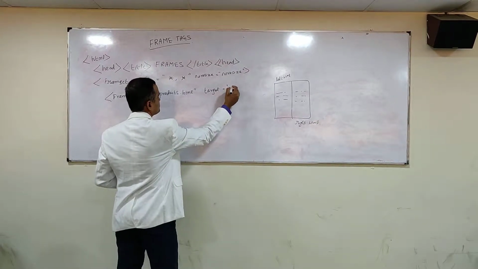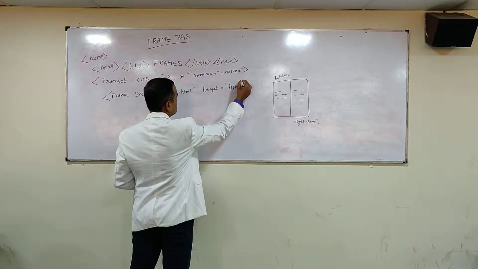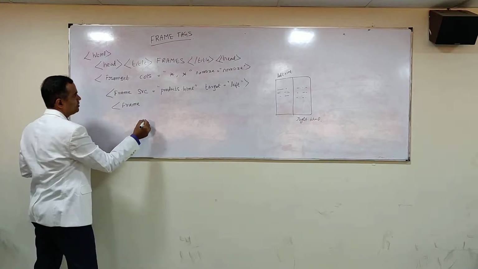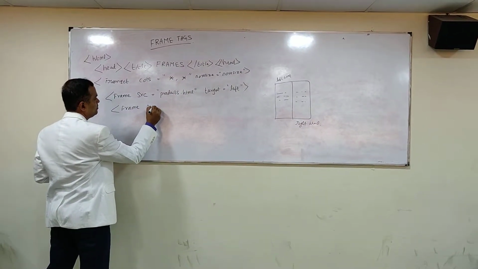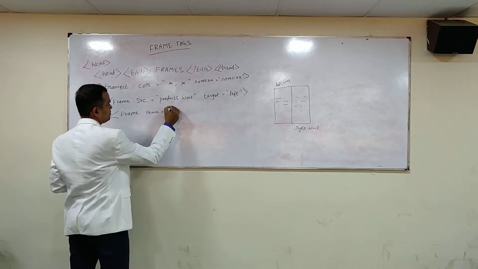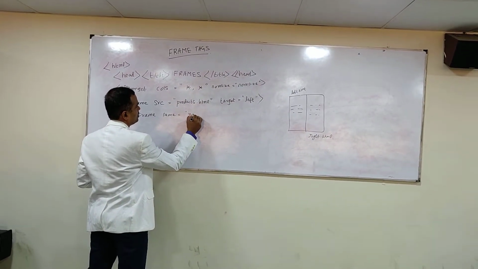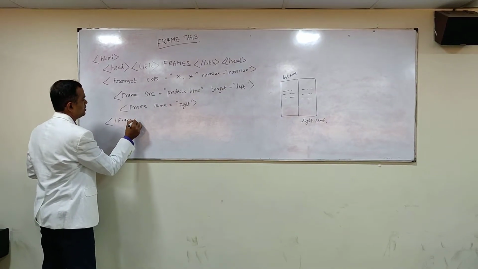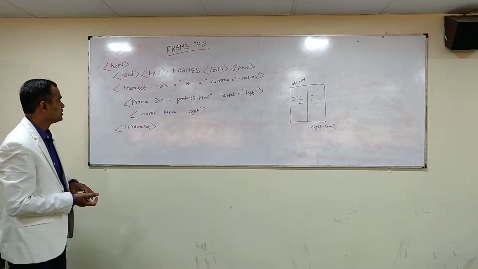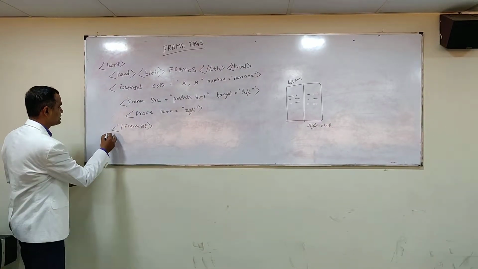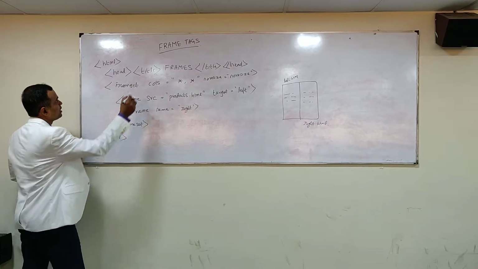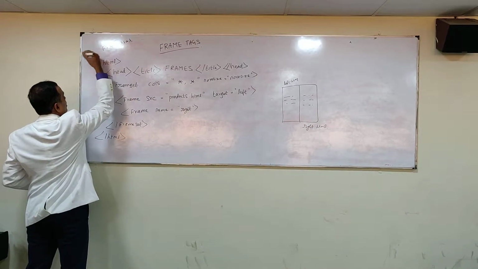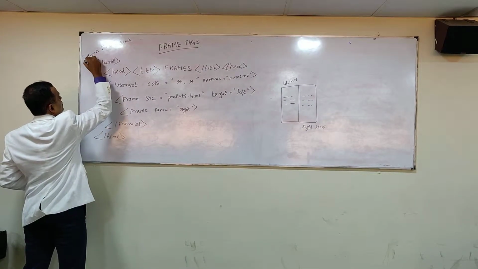Let us just complete this. Target, which is equals to right. And then frame followed by the name, which is equals to right. Then I close my frame set. Now this is the first file. I can save it as frame.html for your kind understanding. Frame.html, or even you can say mainframe.html for your easy understanding.